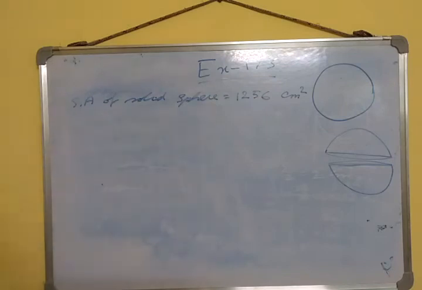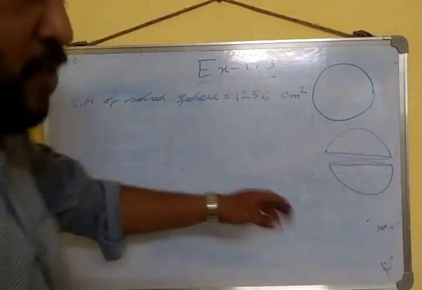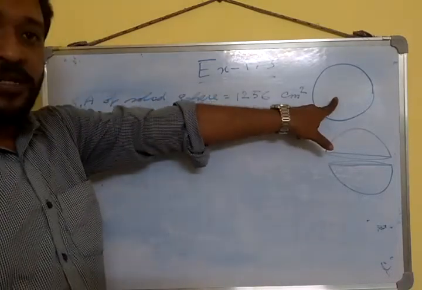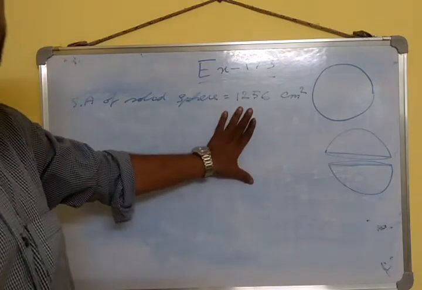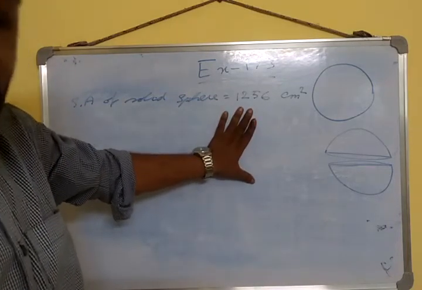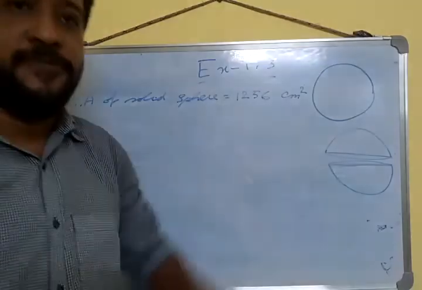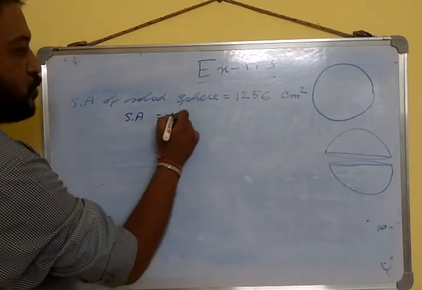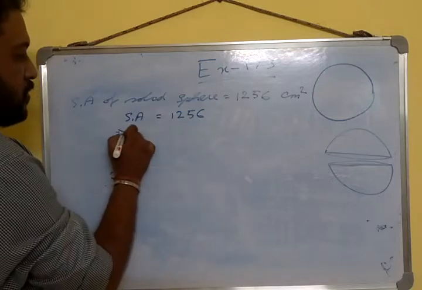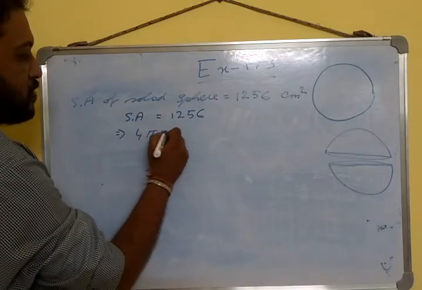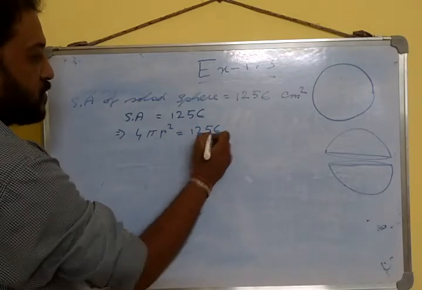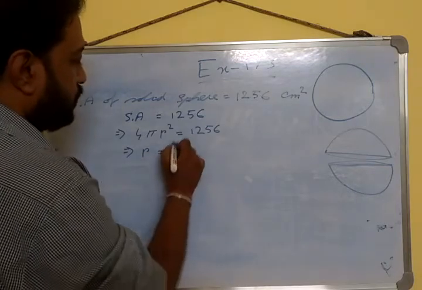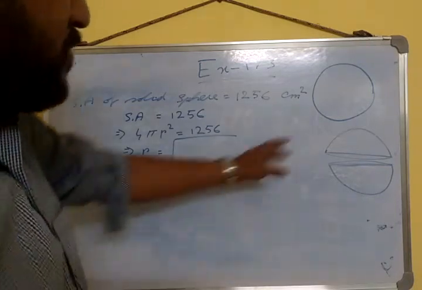So before moving to the hemisphere calculations, first of all, what I need from the solid sphere is the radius. I want the radius of the sphere. Then only I can move to the hemisphere. So let's find out. Surface area equal to 1256. That is 4 pi r square equal to 1256. R equal to... I'm just doing step jumps because we don't have so much space. I need to rub.